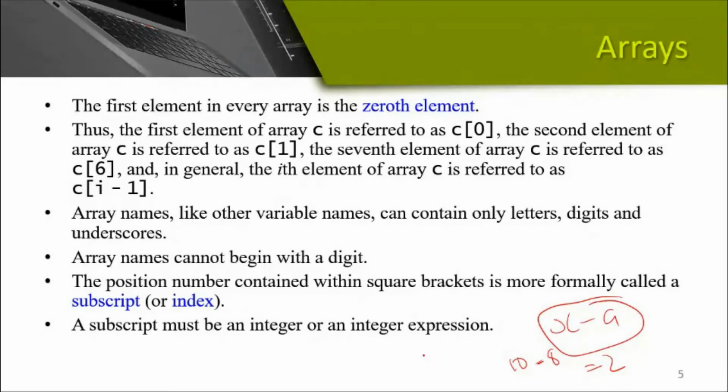If x is some 12.5 and a is some 2, 12.5 minus 2 is 10.5. So this cannot be. This type of expression cannot be used as a subscript for an array. For an array, the subscript should be an integer or an expression which results in an integer.